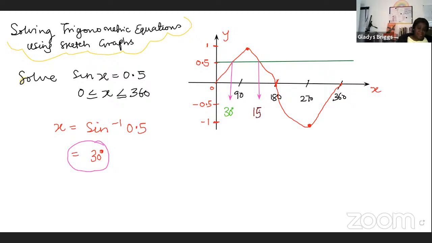150 degrees, yeah? So those are your two solutions. All right. Those are your two solutions.